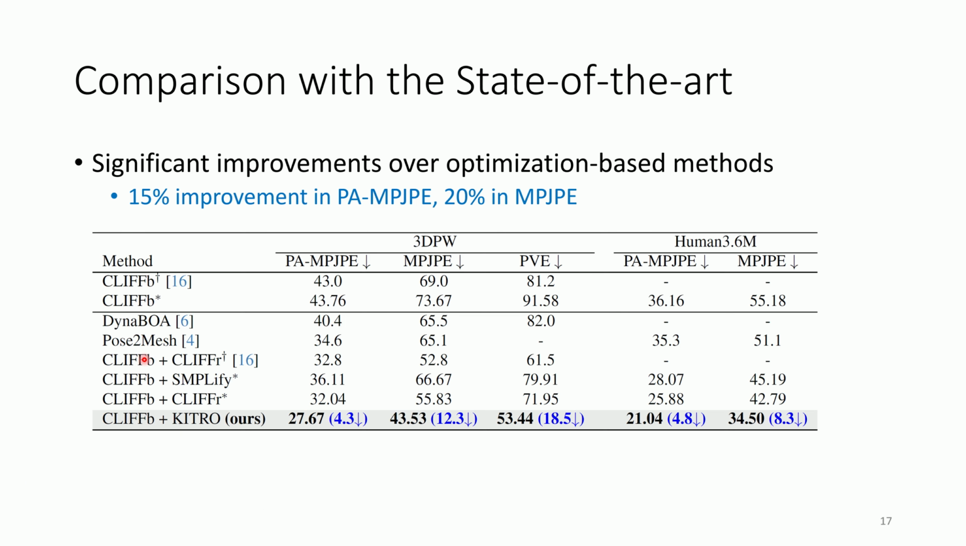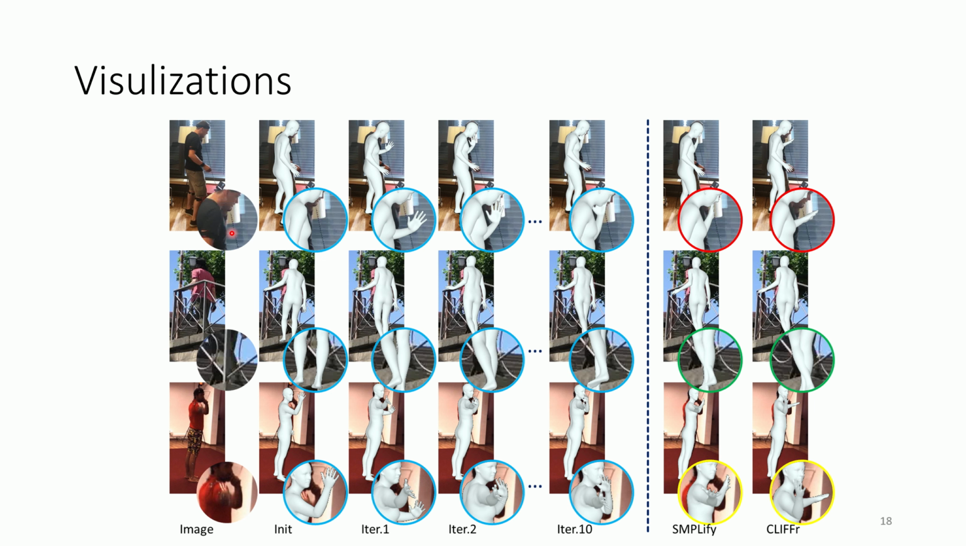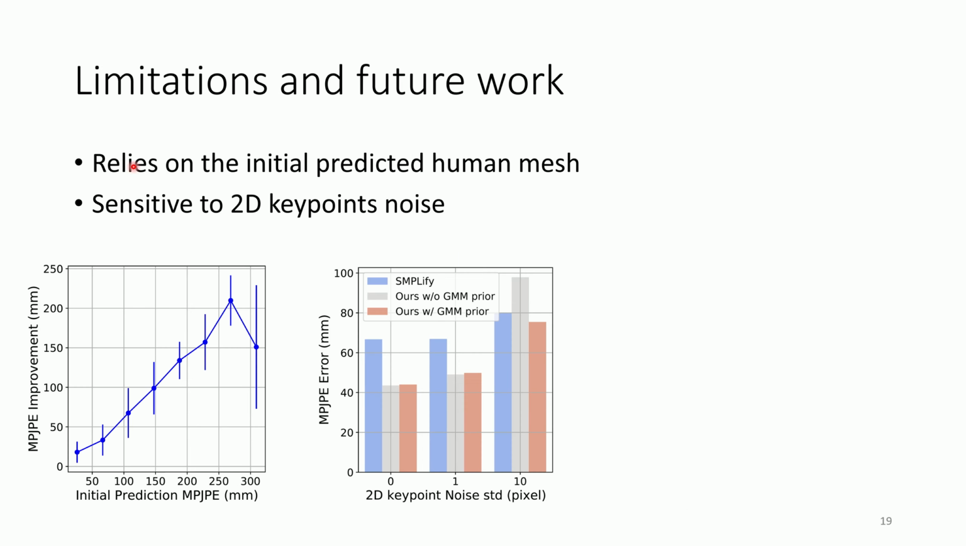Here we compare our approach with the SOTA human mesh refinement methods. By comparing with optimization-based methods, like CLIF and SMPLify, our KITRO demonstrates a significant enhancement over them. According to the visualization, KITRO refines the pose progressively and delivers more accurate alignment with 2D evidence, avoiding common issues like depth penetration. Our method has some limitations. KITRO relies on accurate initial HMR and 2D keypoints. Inaccuracies in these can undermine its effectiveness.